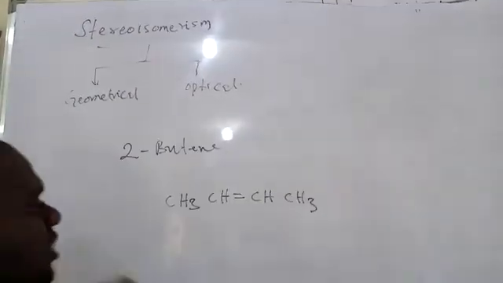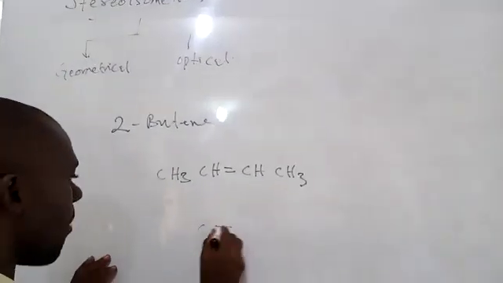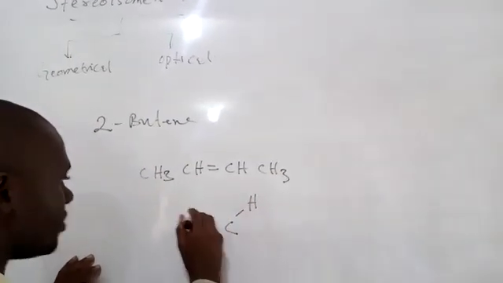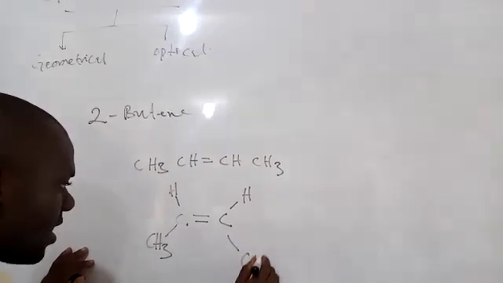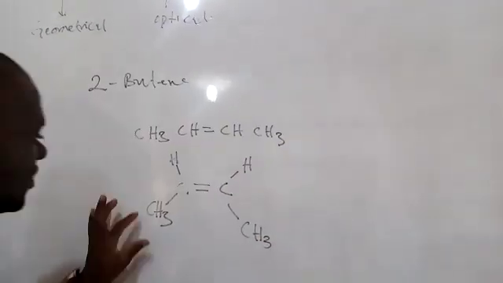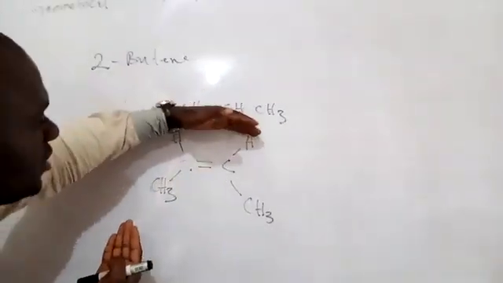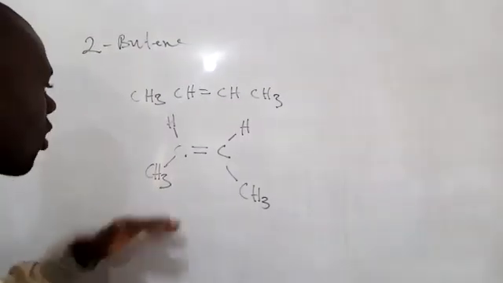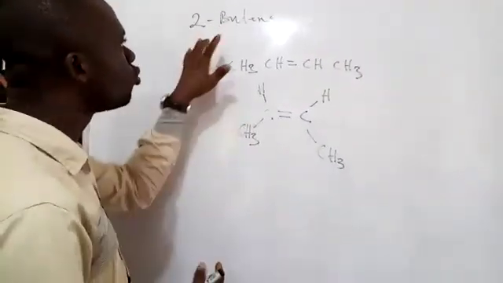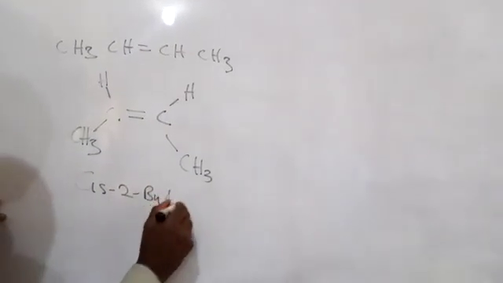But when we begin to arrange it in isomeric form, we will have C double bond C, then H and H, then CH3 and CH3. So you see that CH3 and CH3 are larger components compared to hydrogen atoms. Therefore, since the two larger groups are on the same side, we call this cis isomer. And because it is formed from 2-butene, we call this cis-2-butene.